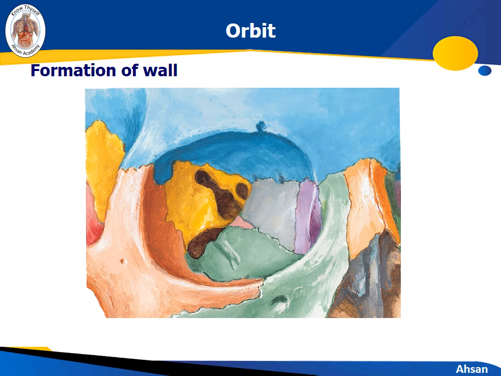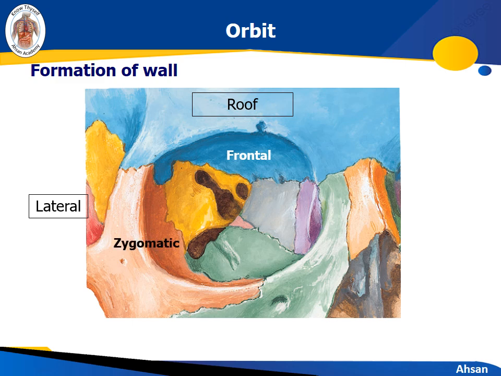This is the orbit. Different bones are shown by different colors so that you can understand the components of the various walls. The roof is formed by the frontal bone, known as the orbital plate of the frontal bone. The lateral wall is formed anteriorly by the zygomatic bone and behind by the sphenoid bone. The floor is formed mainly by the maxilla and also anteriorly by the zygomatic bone.